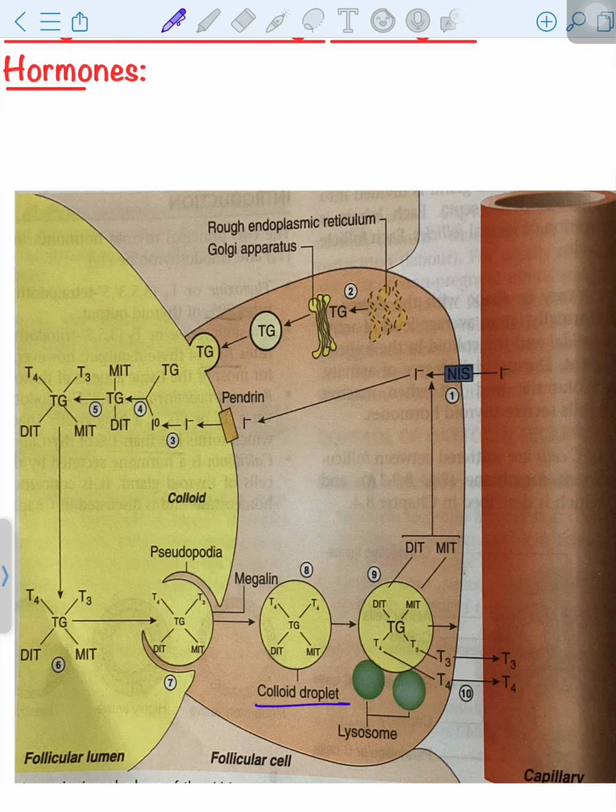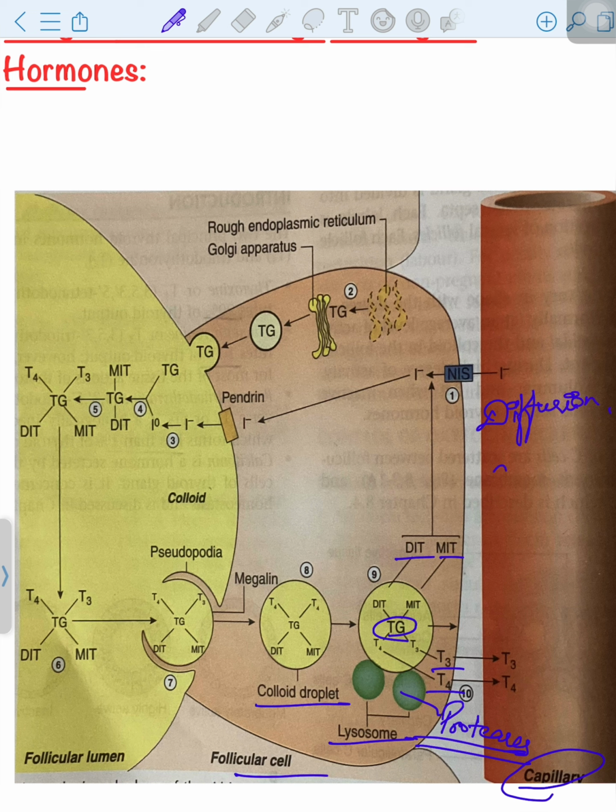The colloid droplets react with this lysosomes. What does lysosomes contain? They definitely contain proteases, right? So this protease reacts with the thyroglobulin, which is present in the colloid, and it helps in the release of DIT, MIT, T3 and T4 into the follicular cell. Okay, everyone are released DIT, MIT, T3, T4. This T3 and T4 will enter the capillary just by a passive process called as diffusion.